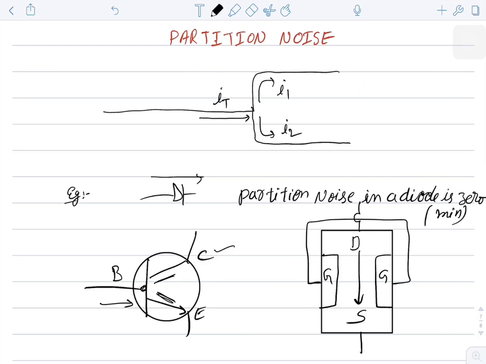But there exists a gate current in this field effect transistor. If you can make that gate current 0, definitely the partition noise in field effect transistor can be eliminated.